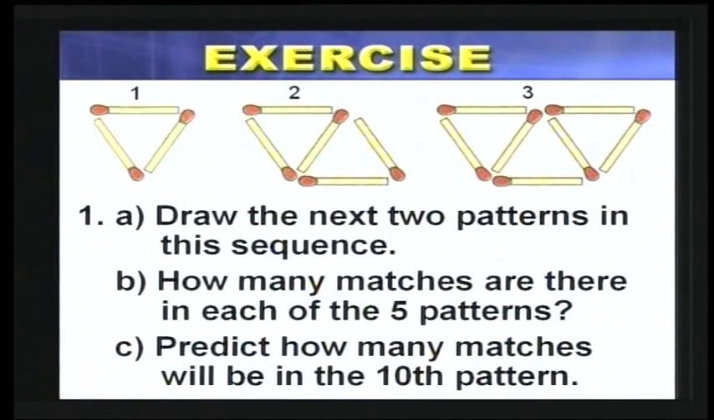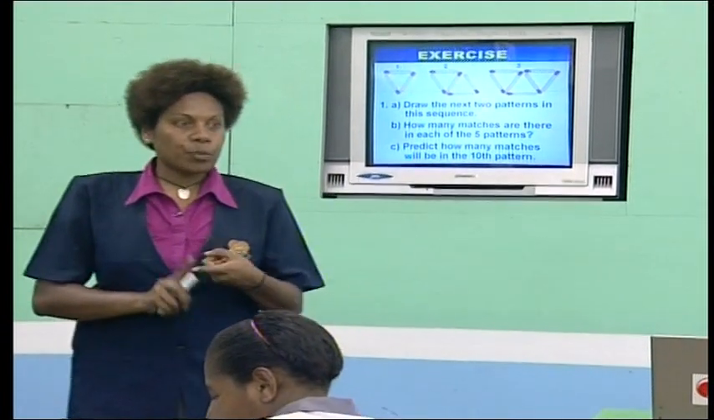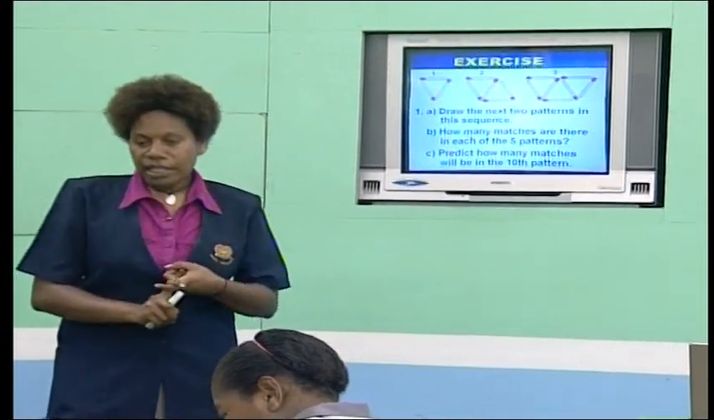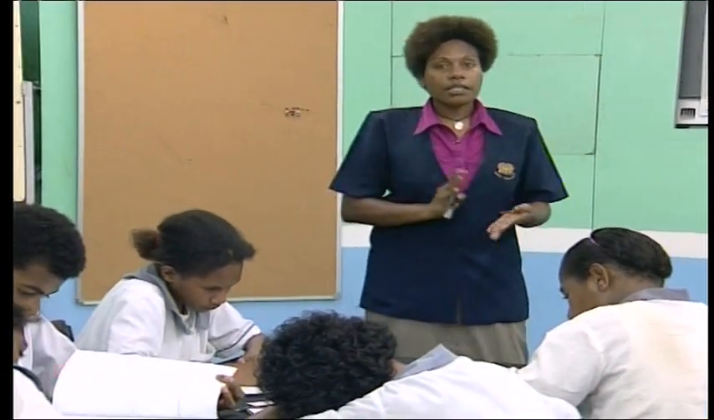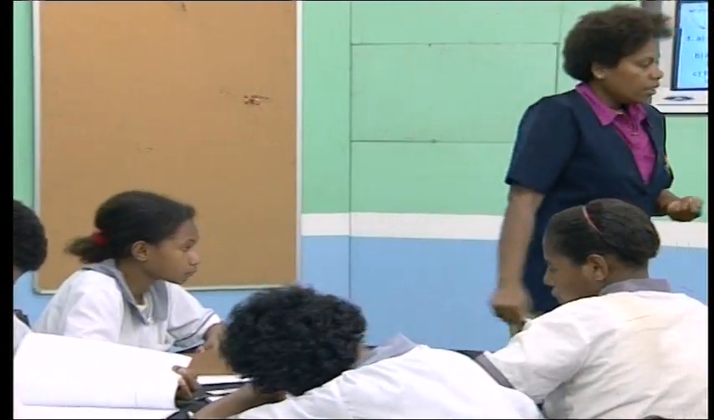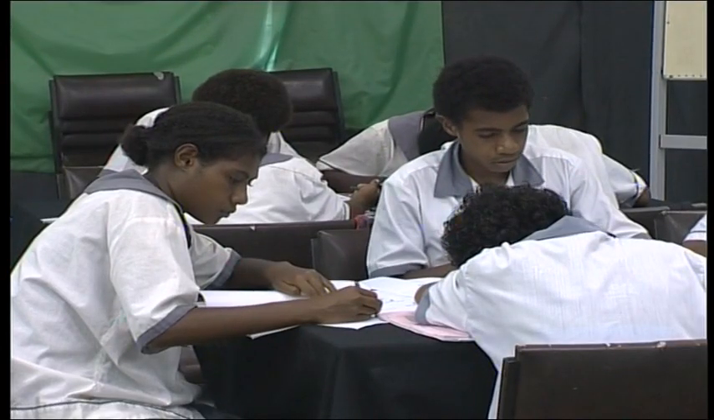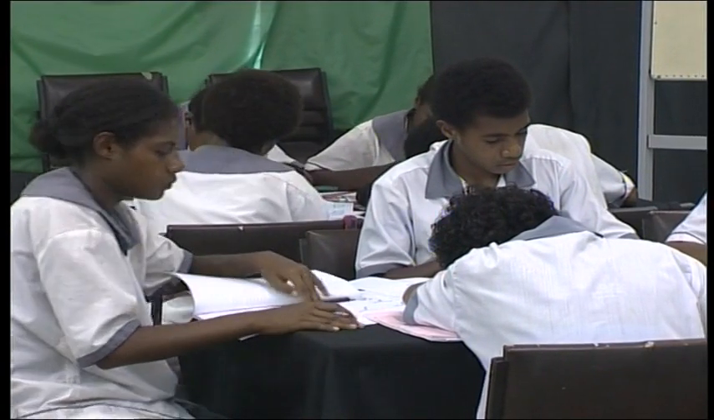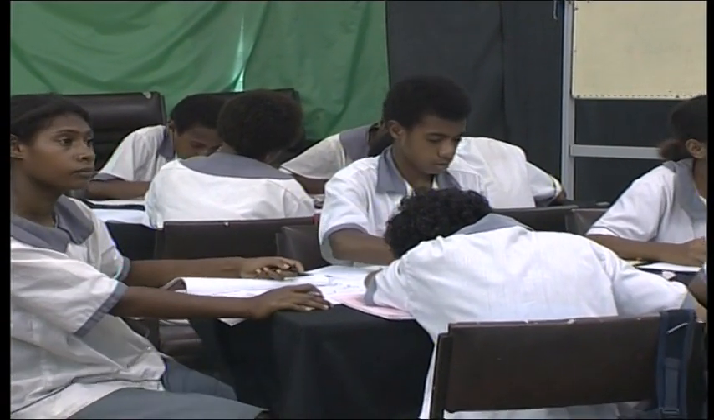In that sequence. So receiving students, what would the next two patterns look like? Okay, can anyone show us or show to the class the next two patterns that they have drawn? 7Os, receiving students. Okay, 7Os would like to show us what they have drawn. What the next two patterns would look like. Anyone here?